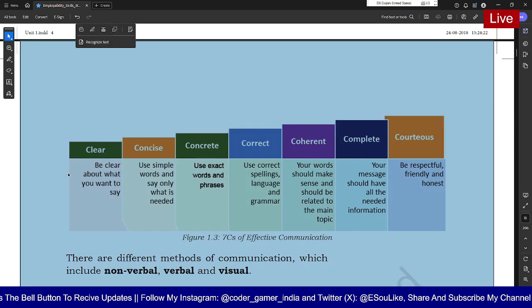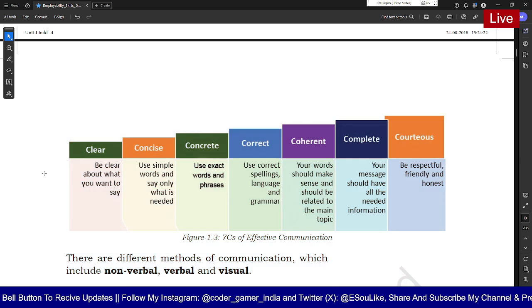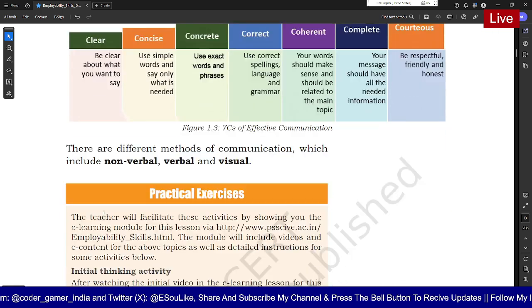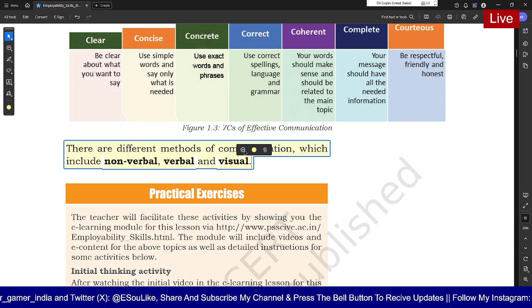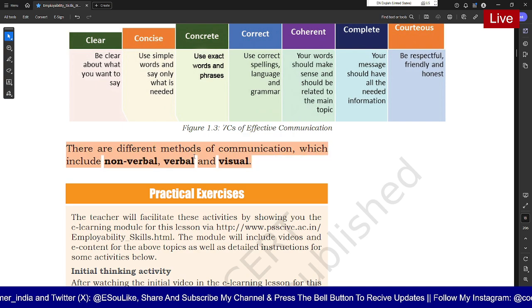Number one, clear. Be clear about what you want to say. Concise. Use simple words and say only what is needed. Concrete. Use the exact words and phrases. Correct. Use correct spelling, language, and grammar. Coherent. Your words should make sense to the main topic. Complete. You need to give all the information. And courteous means be respectful, friendly, and honest. Now this is going to be included in verbal, non-verbal, and visual communication, which we are going to talk about in the video.